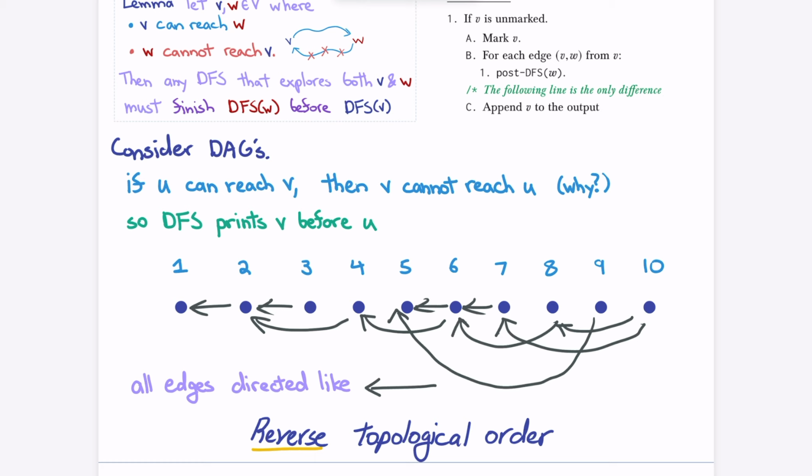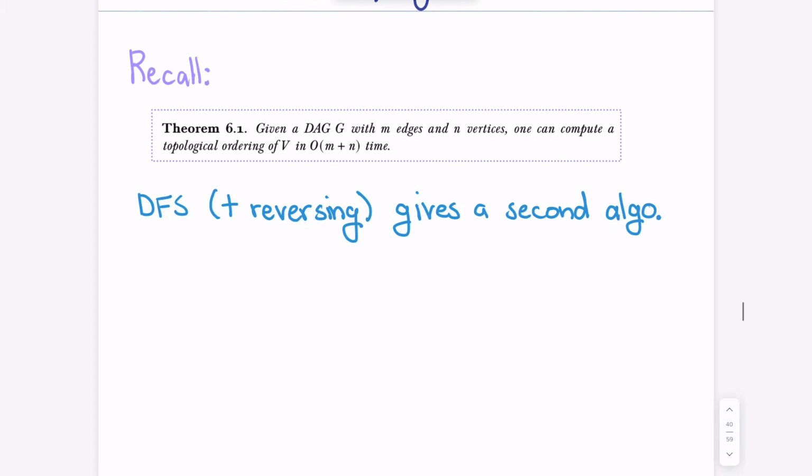So if I want to get a topological order of the graph, what could we do? I could run it and reverse it. What's another way I can do it? I can also reverse all the edges in the graph and run DFS. Either would work.